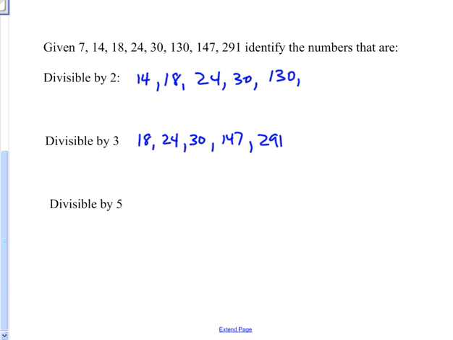So, lastly, divisible by 5. Well, now I'm looking for numbers that end in 0 or 5. The first one that ends in 0 is 30, and then 130, and if I look, none of them end in 5. So those would be the numbers that are divisible by 5.